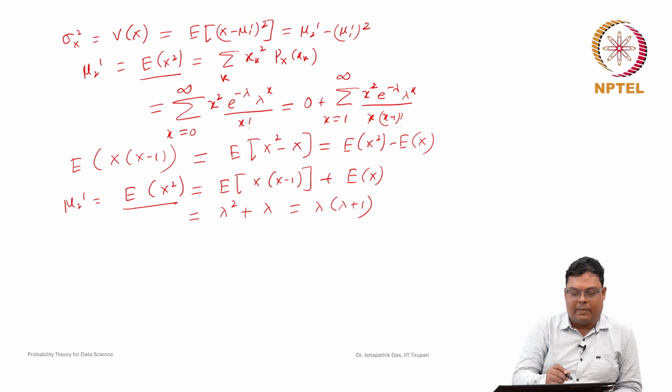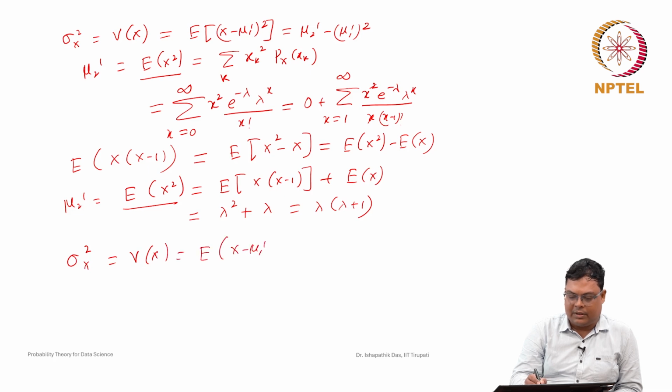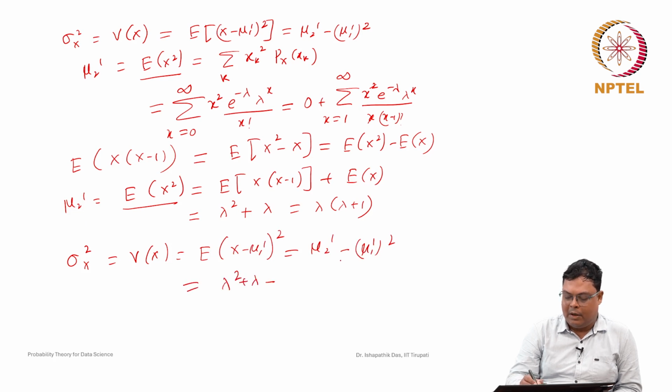Now we will find the variance from here. The variance sigma square of x is the expected value of x minus mu 1 dash, whole square, which is nothing but mu 2 dash minus mu 1 dash whole square. Mu 2 dash we found is lambda square plus lambda, minus mu 1 dash, which is the expected value of x that we already computed as lambda, whole square. So, this is lambda square, then this cancels, and we are left with lambda.